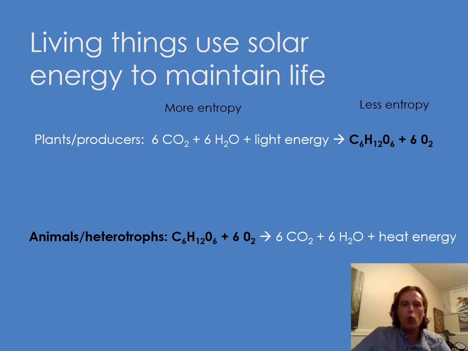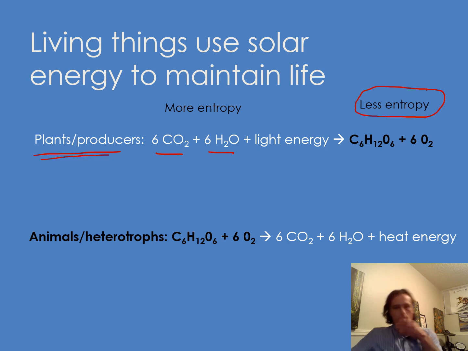So now looking at the equation of photosynthesis, living things use solar energy to maintain life. To maintain life, you need a state of less entropy, at least a maintained amount of randomness. So what plants and producers do here is they take 6 molecules of CO2 and 6 molecules of H2O, and that's pretty chaotic. That is a state of more entropy compared to, on the right, the glucose, which is just 1 molecule. I guess we have 6 molecules of oxygen there, but still only 7 total, right? 7 and 12. So on the left, there's more entropy.